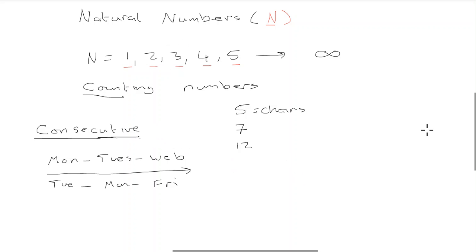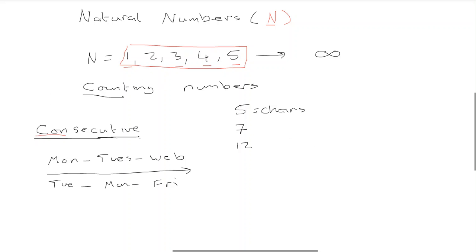Like if we think about these up here, 1, 2, 3, 4, 5, 6, 7, these are what are known as consecutive natural numbers. So they naturally follow one after another. And that's what it means in relation to natural numbers. It means they follow one after another. So you have consecutive natural numbers.